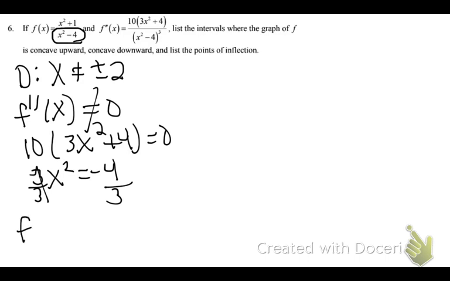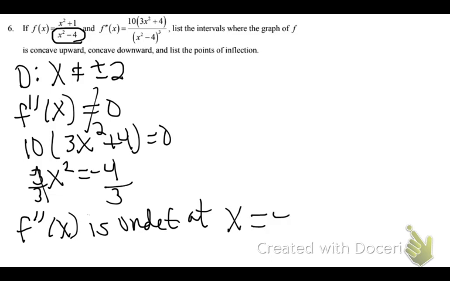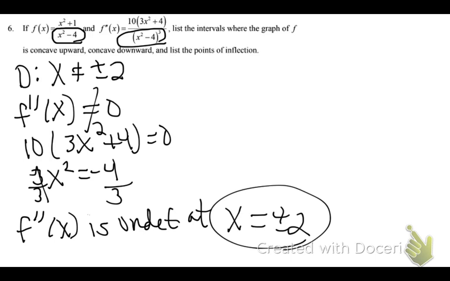F double prime of x is undefined at x equals plus or minus 2. Again, zeros of the denominator. So it's really important to note that where the second derivative is undefined will not give us a point of inflection.